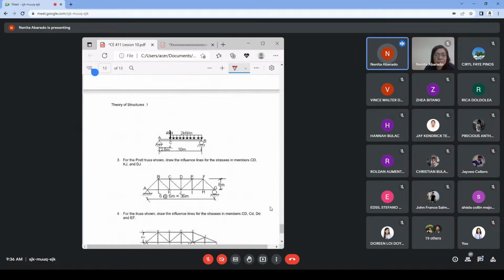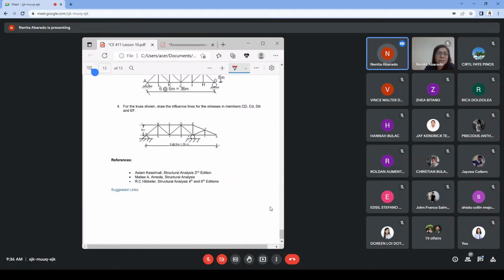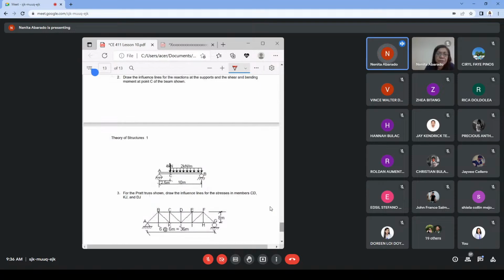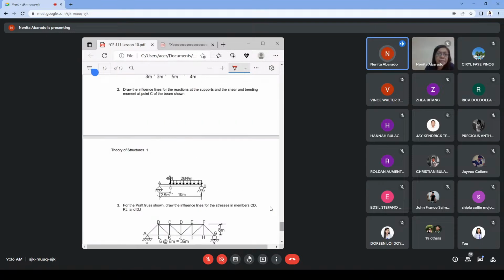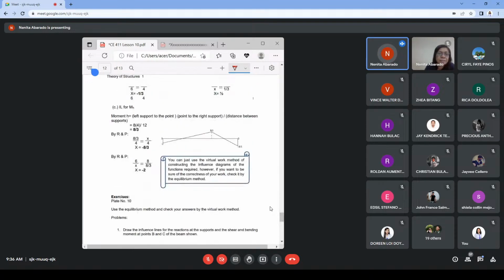So, for this class, I think you can already use and comprehend the principle of influence line using the virtual work method as well as the equilibrium method.